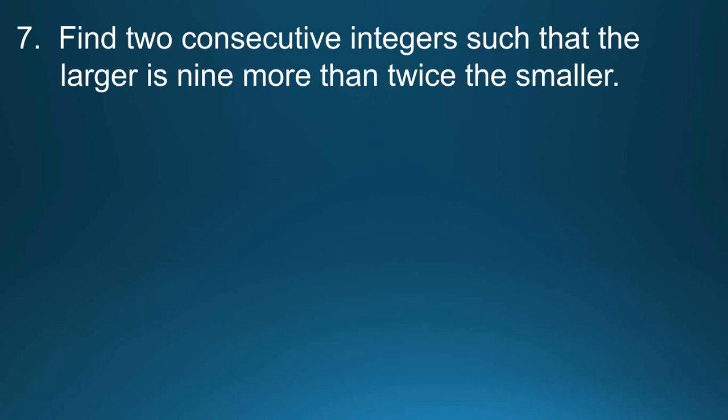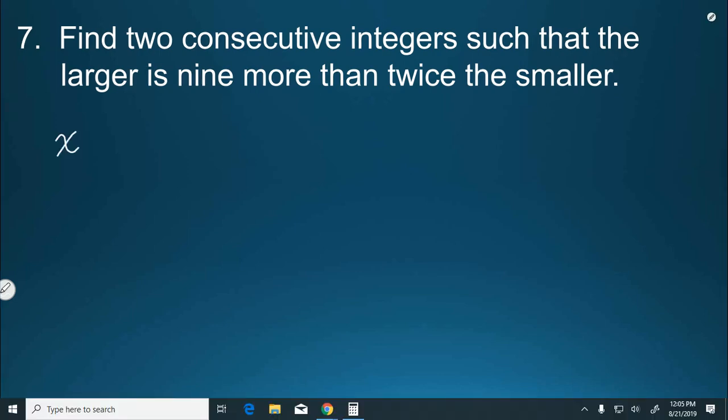Jumping to number 7. Find two consecutive integers such that the larger is 9 more than twice the smaller. All right, so we go back to the idea of consecutive integers. So first we have to set it up. Remember, the first is always x. And this is just consecutive, not consecutive even or odd. So the next would be x plus 1. Such that the larger is 9 more than twice the smaller. Well, the larger would be the second number here. So this is going to be small. This is going to be larger.